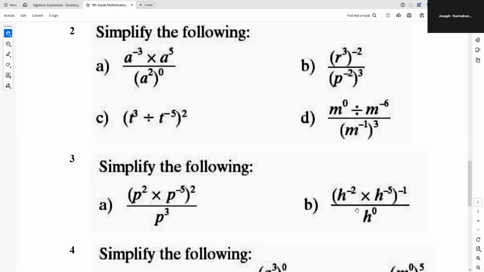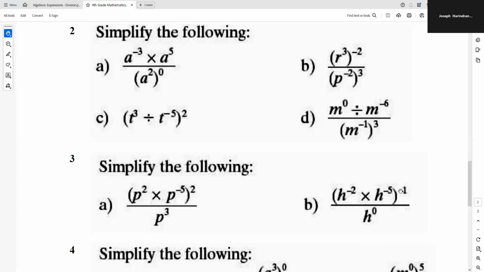Here again is a very tricky one, this b subdivision here. h power 0 is 1, so the denominator becomes 1. So we just have to do the numerator alone. This is very easy because it is h power and h power. So h power negative 2, h power negative 5. Just add the powers. h power negative 7 and whole raised to the power minus 1.